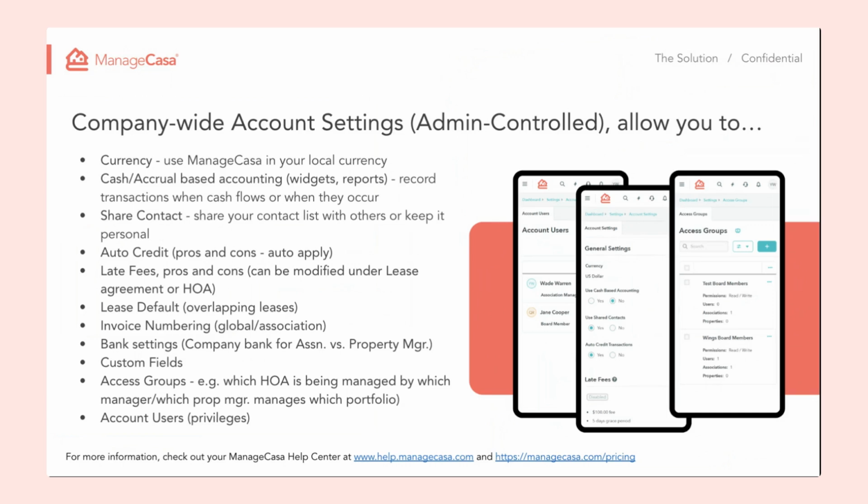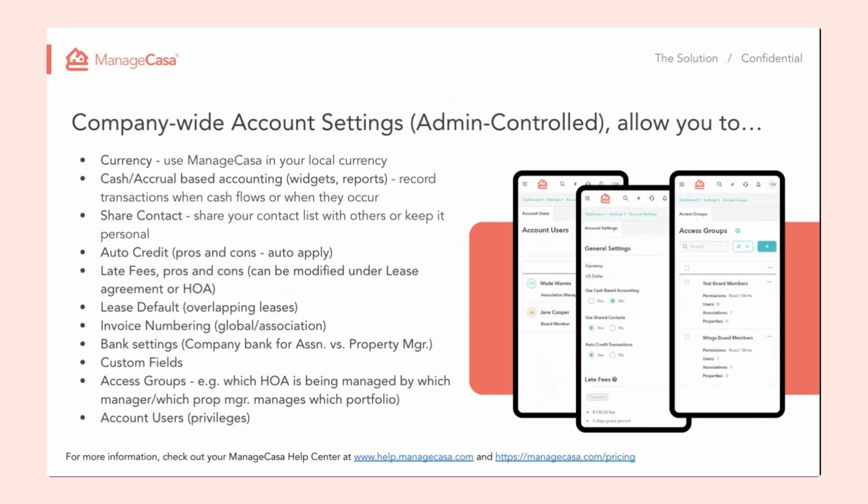You can also set up your lease default for overlapping leases. So you can create a lease that starts before another lease ends for the same property. Set up invoice numbering so you can manage distinct number ranges for different sets of users for reference payments. It also allows you to set up bank information for your organization and choose the bank account to deposit your income.